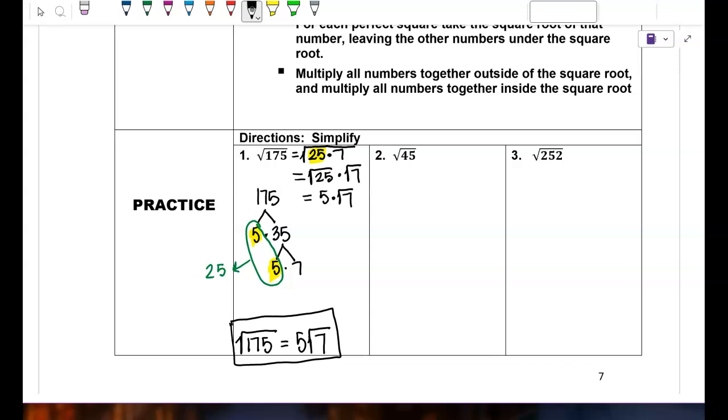So number 2, the square root of 45. So I need to start by doing a factor tree of 45. And Destiny, what are two numbers that multiply together to make 45? 5 and 9. 5 is prime. I can't go any further. But what do I know about 9?